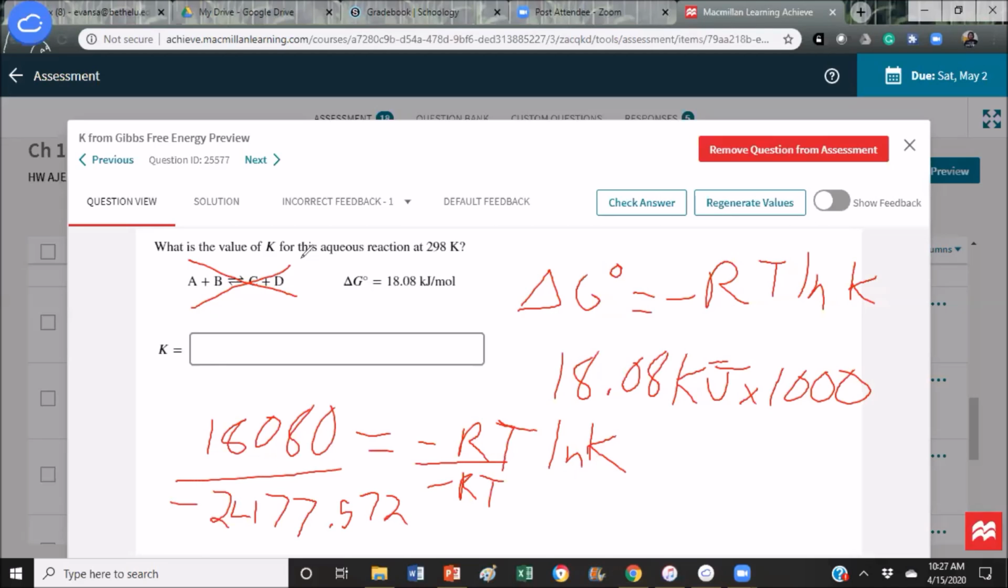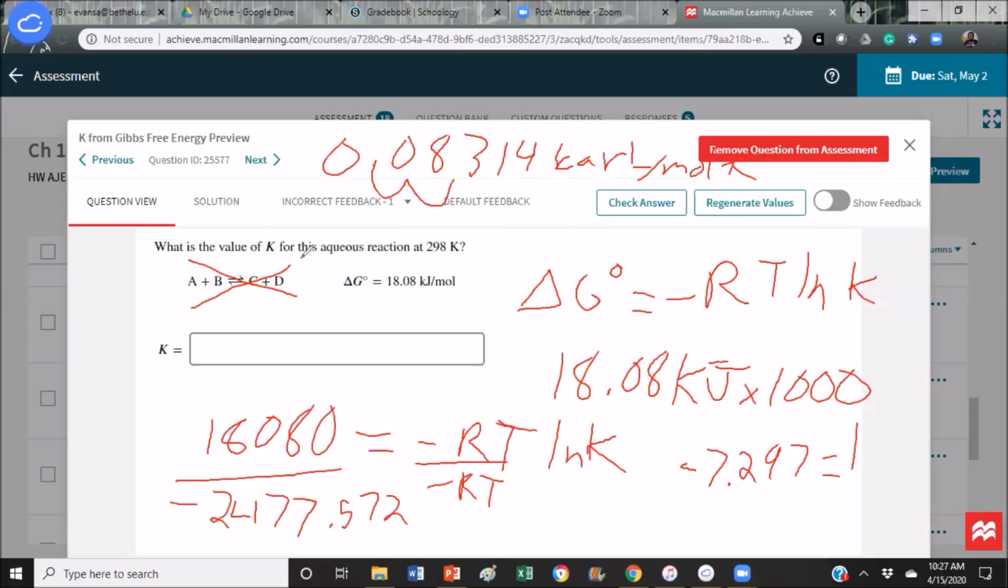8.314. It's a modification of the one you might be familiar with, 0.08314 bar liters per mole Kelvin. Well, a bar liter is equal to a joule. 100 bar liters are in a joule. So I'm just converting this to joules by moving the decimal 2 places over. So I did this math, and I get negative 7.297 equals ln K.